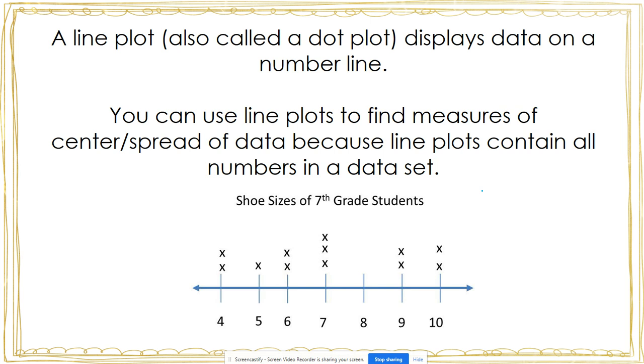A line plot, which is also called a dot plot, displays data on a number line. You can use line plots to find measures of center or measures of spread because line plots contain all of the numbers in a data set.